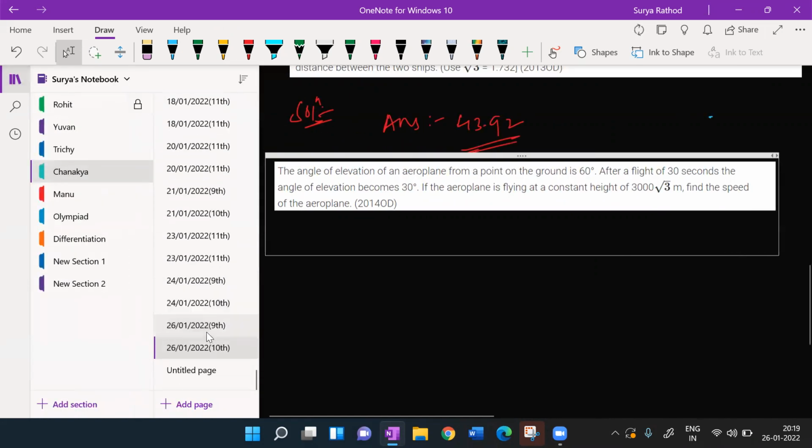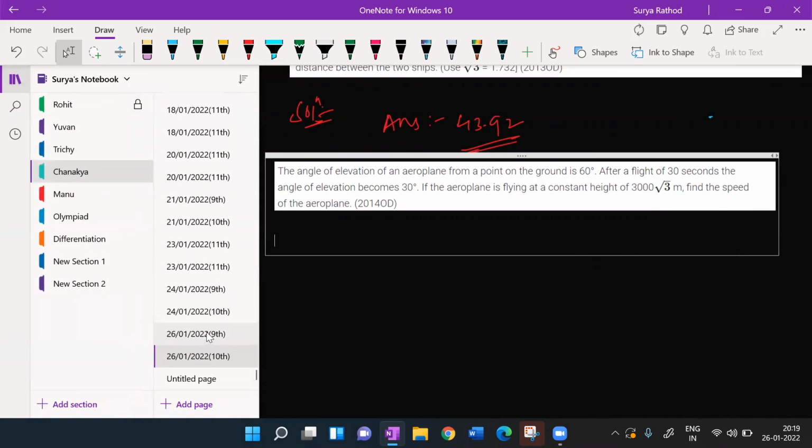Sir, I got 200 meters per second. So yes, 200 meter per second. Then if you convert into kilometer per hour, what would you get?